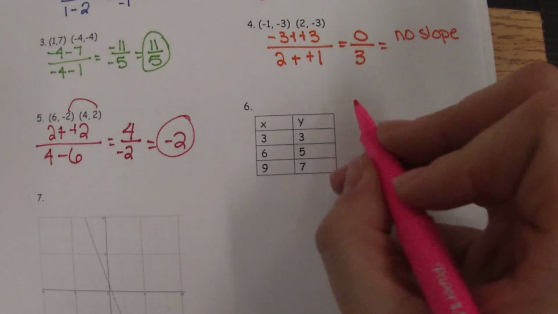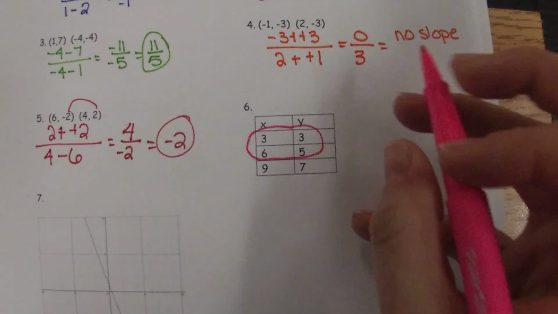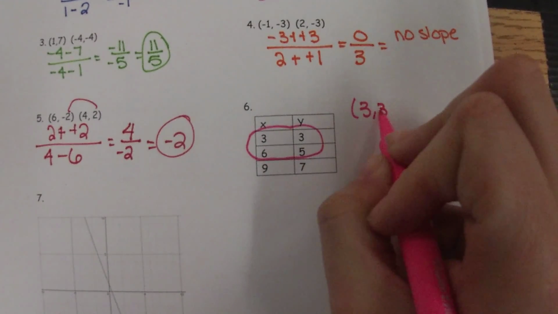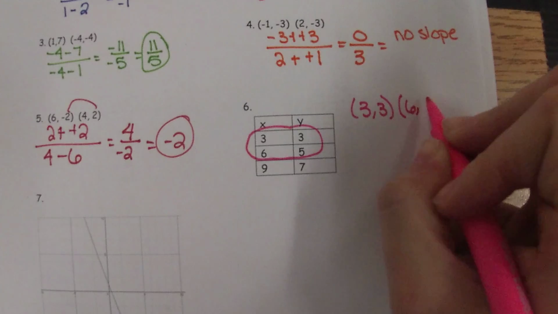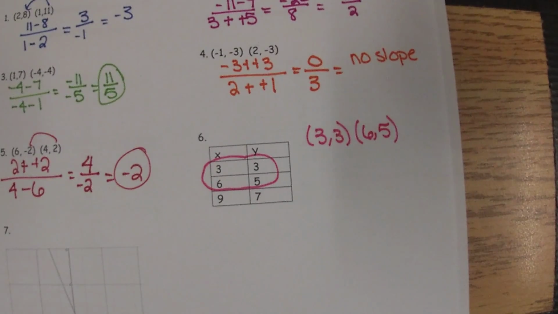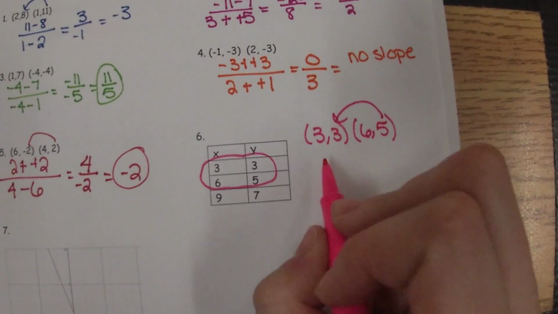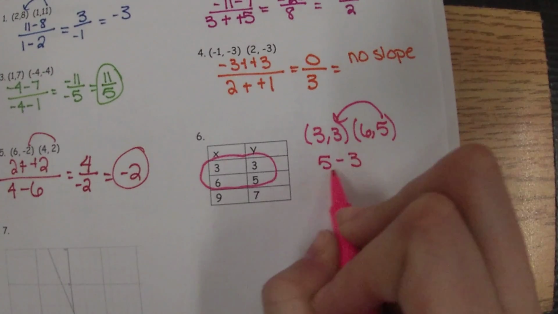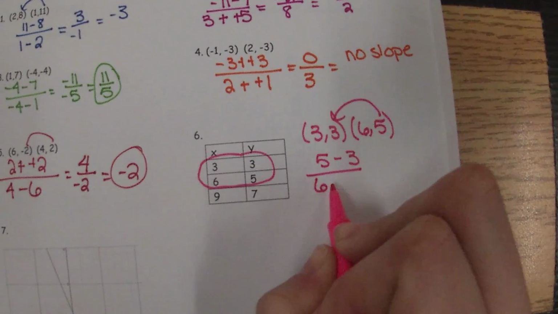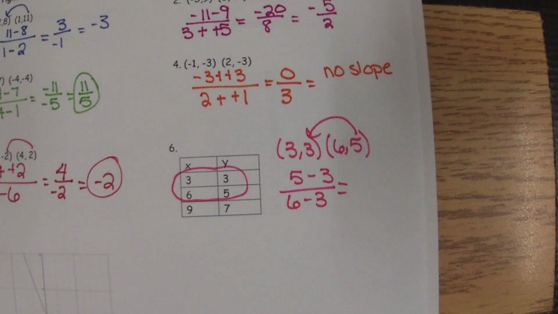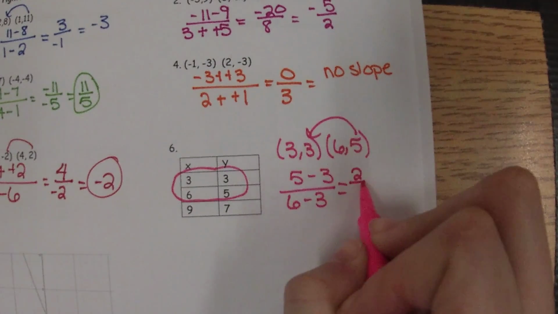Number 6, we want to find 2 points out of here. So let's say we pick these top 2, so 3 comma 3 and 6 comma 5. So we'll say 5 minus 3 over 6 minus 3, which gives us a 2 over 3.